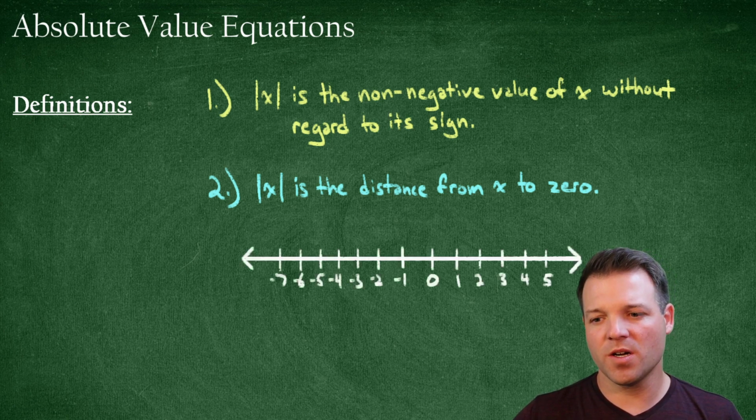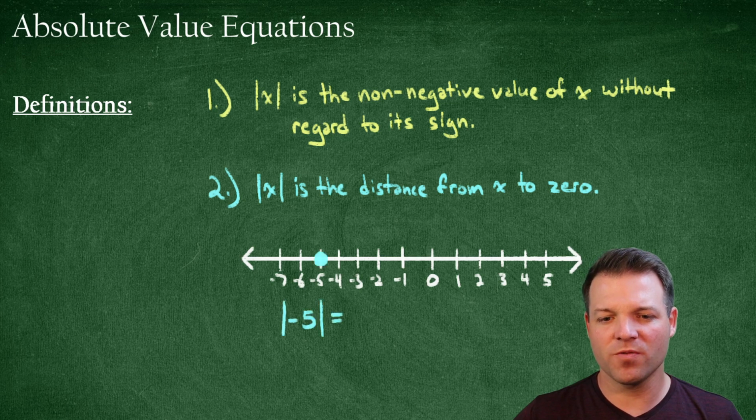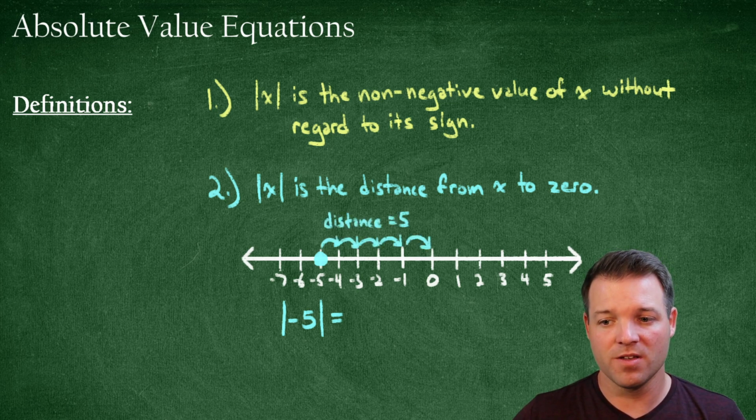So if I'm given a number line and then I'm given some kind of absolute value problem here, like the absolute value of -5, what does that equal to? Well, what does that mean? Well, on the number line, if we put a point at -5, it's really saying, according to this definition, what is the distance from -5 to 0? And if we go ahead and count that out, then that distance is +5. So there we go. We have our answer of +5, right?